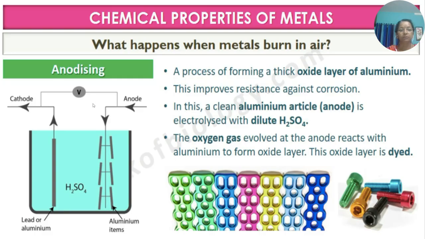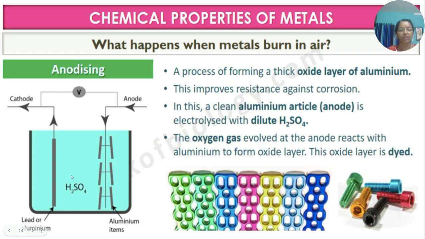Now, anodizing is a process where we make an oxide layer over the metallic surface. It is the process of forming a thick oxide layer on aluminum, to improve the resistance against corrosion. In this, a clean aluminum article is electrolyzed with dilute H2SO4. That is what is shown here.